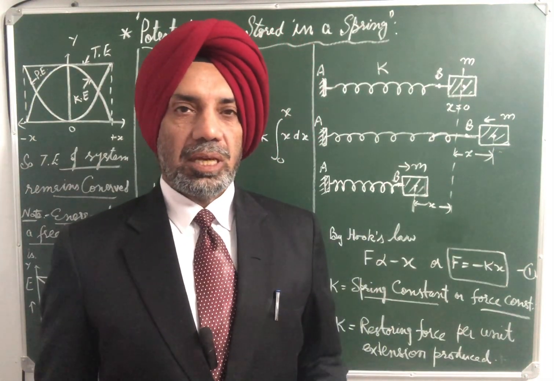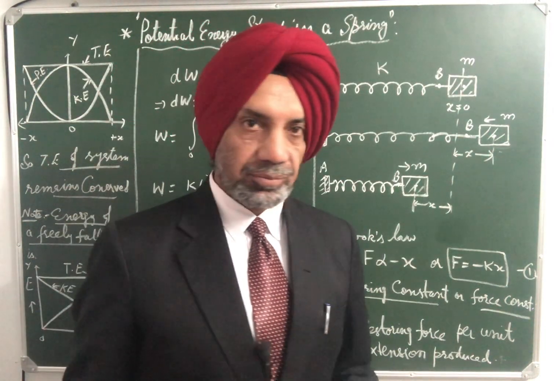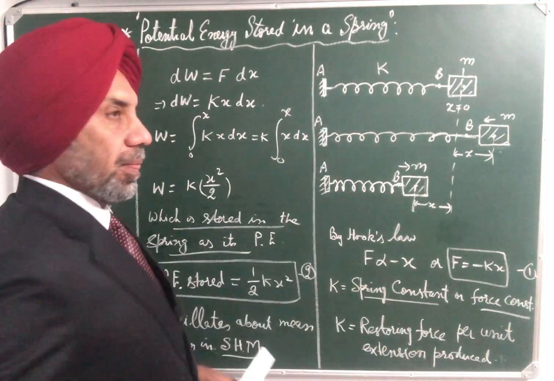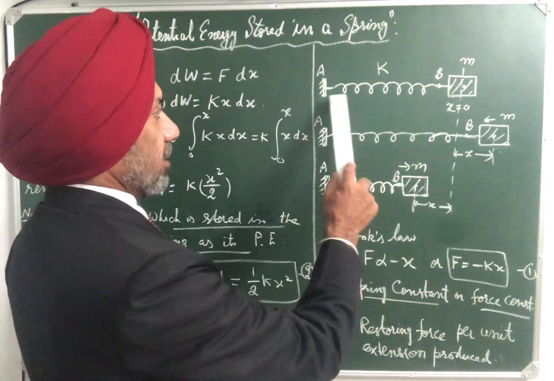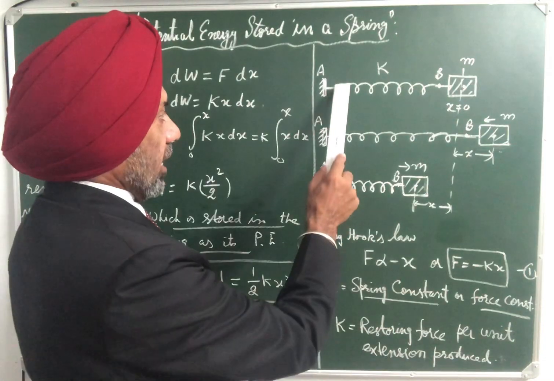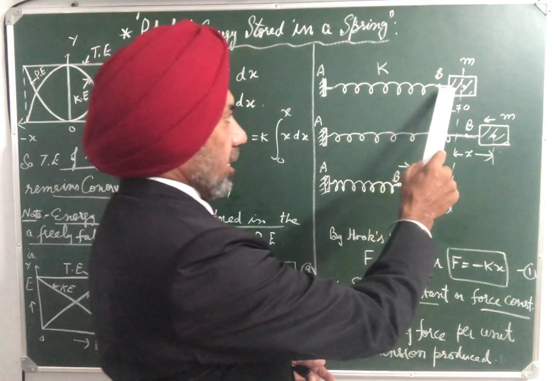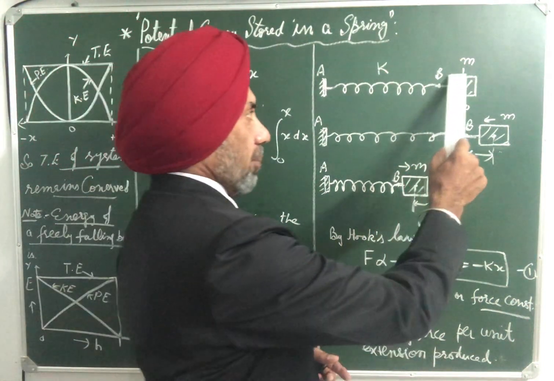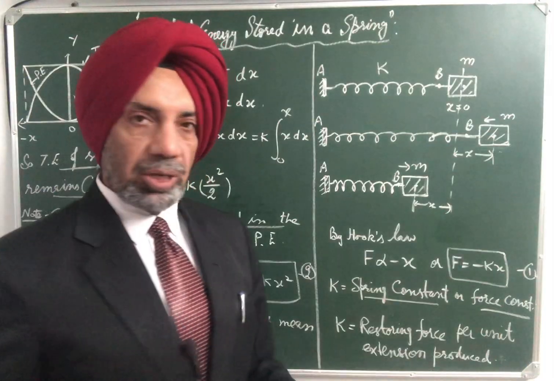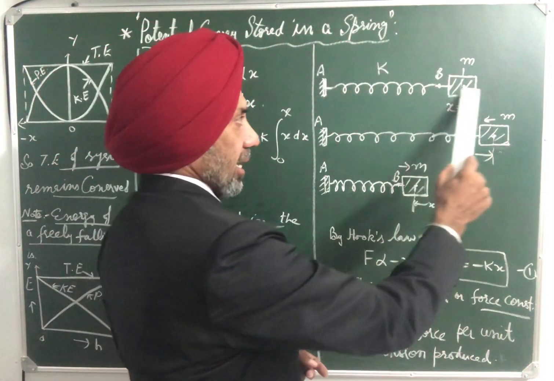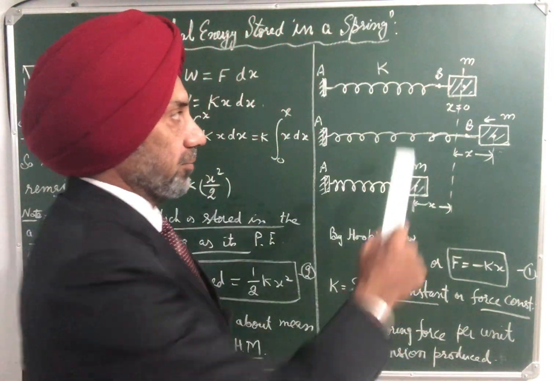Today I am going to discuss a very important topic, potential energy stored in a stretched spring. So suppose we have a spring of spring constant K having some length L, whose one end A is fixed to a rigid support, and to the other end B a mass M is attached so that the spring is kept horizontal and this mass M is able to slide on a frictionless surface freely.